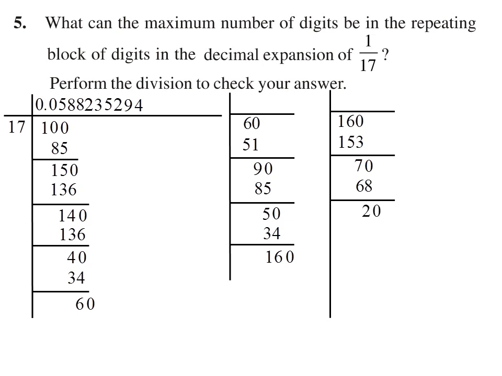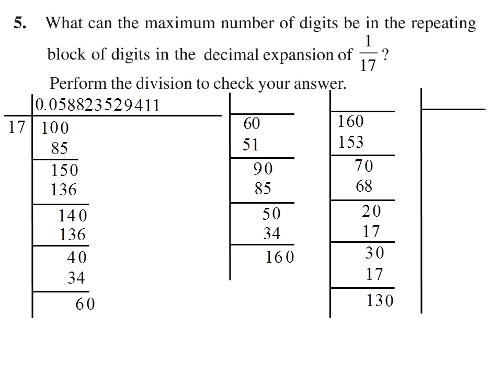Again carry forwarding 0, I will get 20. So next number it is 1, so it will become 17. Again taking 3 as a carry forward, I will get 30. Again we have to multiply 17 by 1, so I will get again 17. So in this case my remainder will be 13. Again putting 0, I will get my remainder as 130.